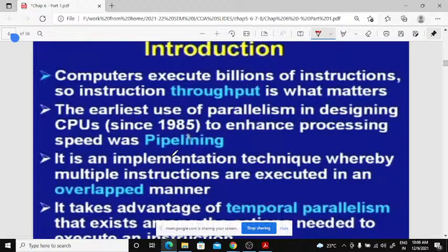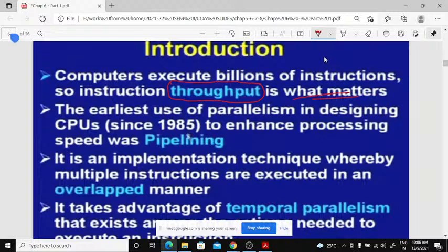So these are some of the concepts we already covered. What is throughput? The pipeline technique mainly helps to improve the throughput. Computers execute billions of instructions, so instruction throughput is what matters.